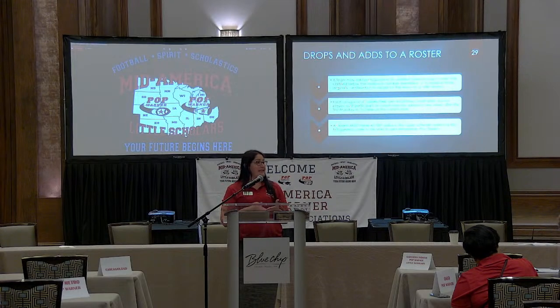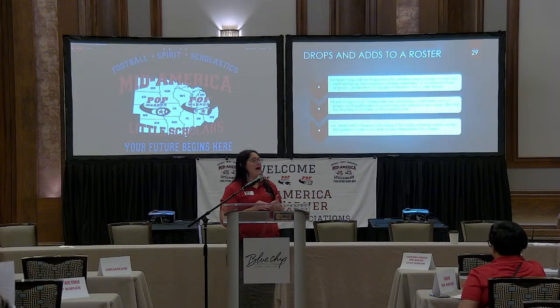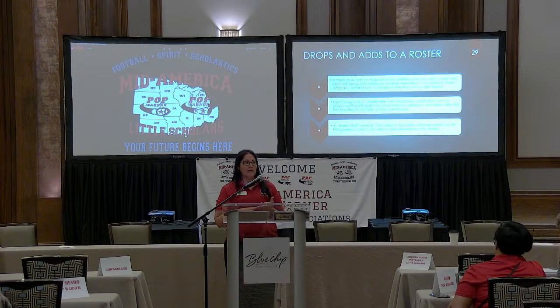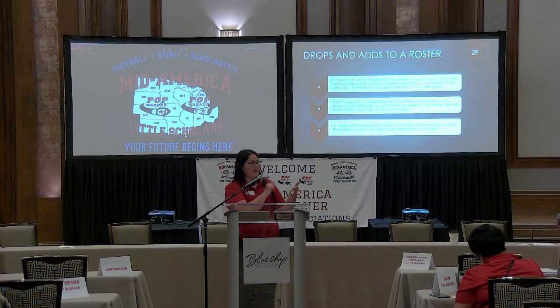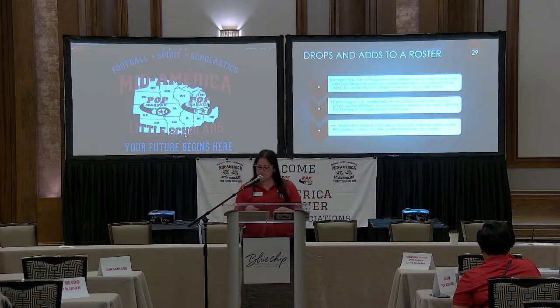And play sheets need to be printed in jersey number order, not by last name. I do play counting for the region during playoffs, and it is impossible to look them up by name when you don't know who the kids are, right? It is so much simpler to just use jersey number. So please, print them in jersey number order. Any questions about that?